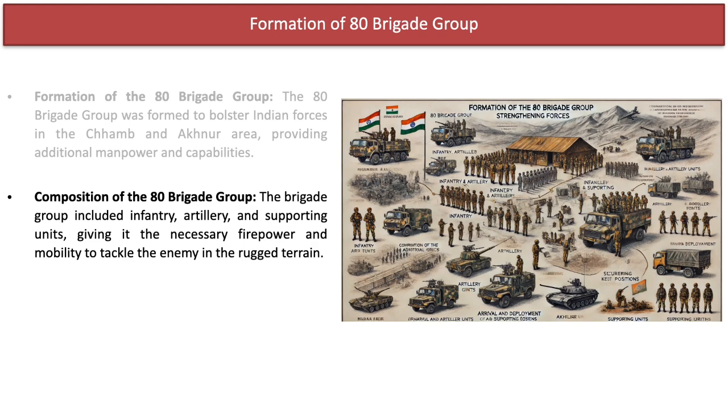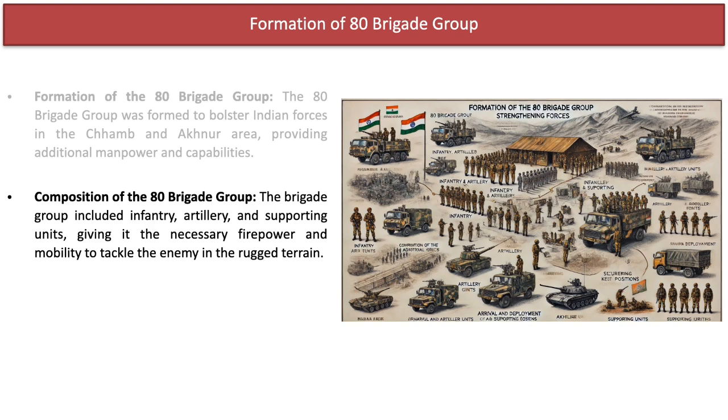Ladies and gentlemen, Chham and Akhnur are a region with rugged terrain, full of hills, narrow passes and dense vegetation. It is a battlefield that's tough to navigate and even tougher to fight in. And to be successful here, you need a force that is versatile, well equipped and capable of both offensive and defensive operations. And that's exactly what the 80 Brigade Group brought to the table.